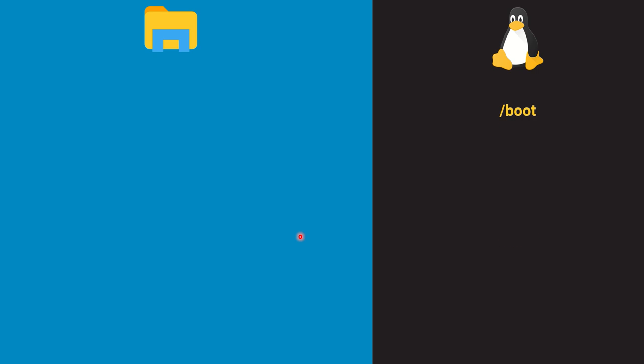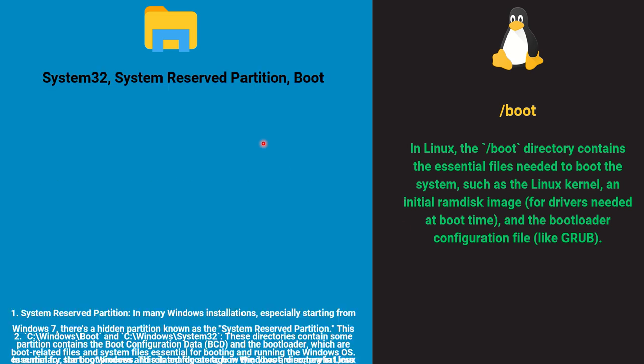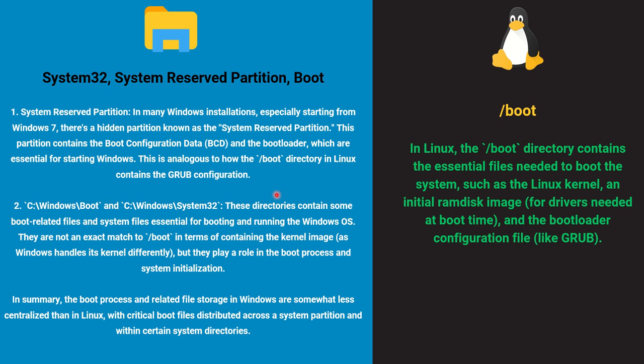Okay, /boot. This is a pretty easy one. /boot will contain all the essential files that are needed by your system to boot up. That's it. In Windows, especially starting from Windows 7, there's a hidden partition known as the System Reserved partition. This will contain all the boot configuration data and the bootloader that is needed for booting your system.